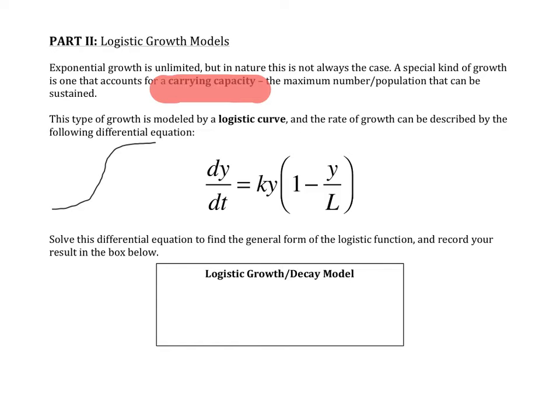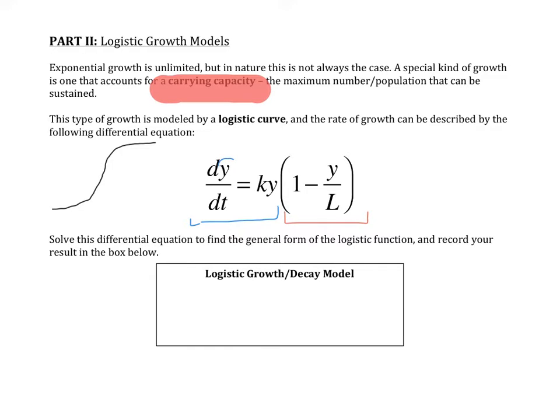All right, so a logistic curve has a rate of growth that can be described by this differential equation. Notice the first part looks the same, right? We've got this chunk right here, dy dt equals k times y. So the rate of growth is proportional to the amount present, but then there's this other little chunk times 1 minus y over L.